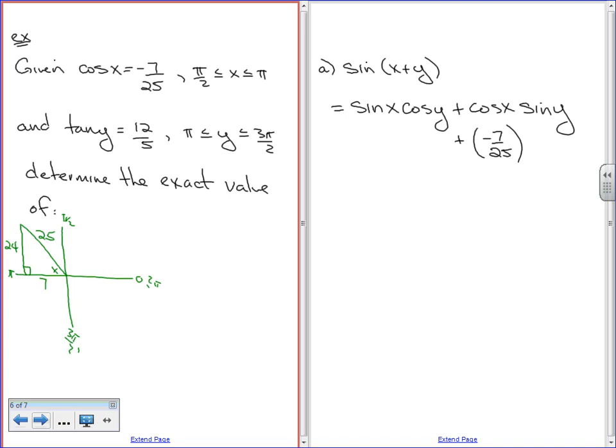So if I read off of this diagram now, I can read off the sine, because the sine is the opposite side over the hypotenuse. I can read off the tangent, which is the opposite side over the adjacent. So the tangent, according to my diagram, is 24 over 7. But that doesn't make sense, because up in quadrant 2, the tangent ratios are always what? This is the CAST rule. Tangent ratios are always negative.